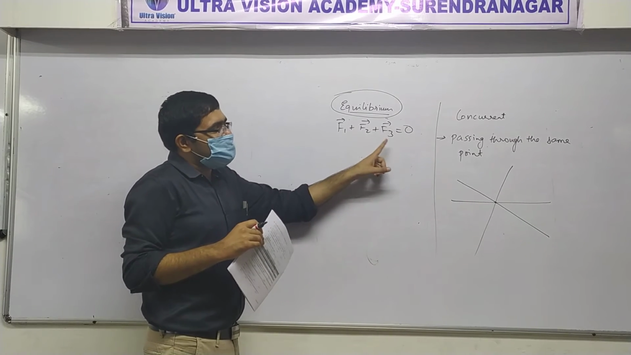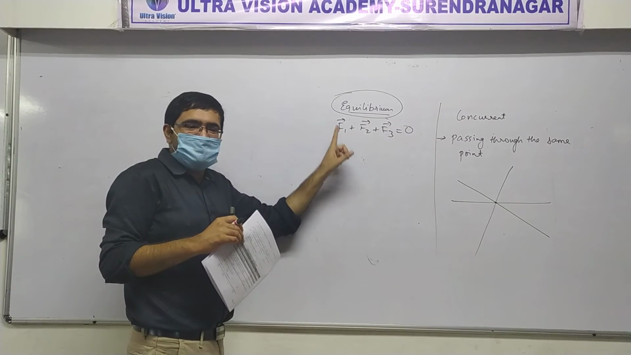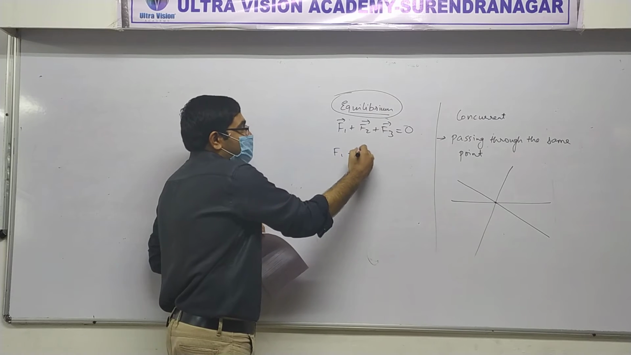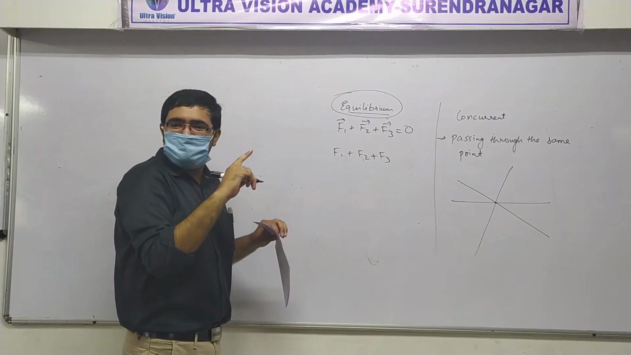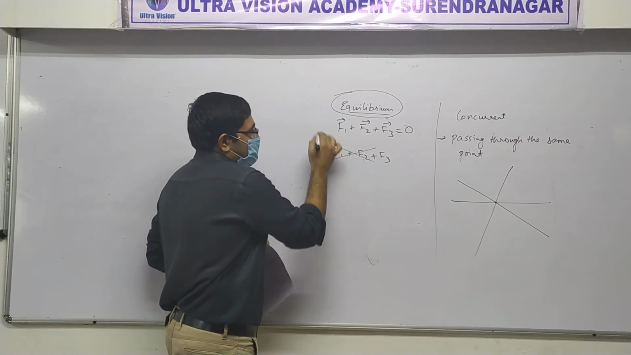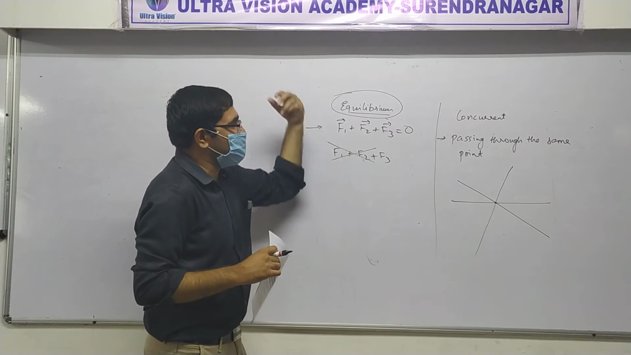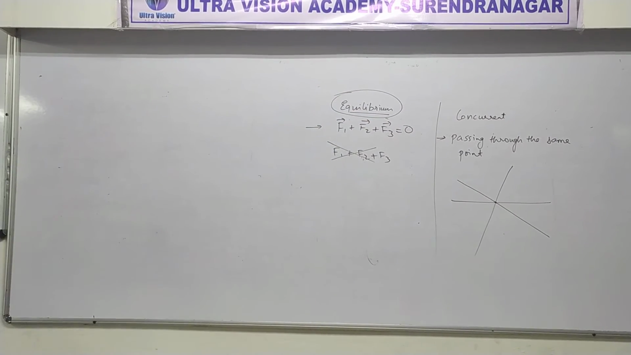Again, force is a vector. That's why I am adding F1 vector with F2 vector with F3 vector. I am not adding F1 with F2 with F3. They are different things. Whenever you have some forces and you add them and you get zero, that's called equilibrium. More details about equilibrium in chapter 5.